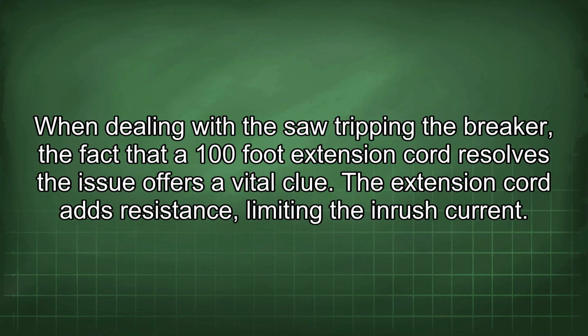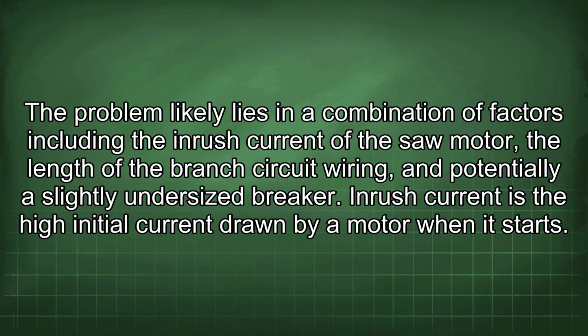When dealing with the saw tripping the breaker, the fact that a 100-foot extension cord resolves the issue offers a vital clue. The extension cord adds resistance, limiting the inrush current. The problem likely lies in a combination of factors including the inrush current of the saw motor, the length of the branch circuit wiring, and potentially a slightly undersized breaker.